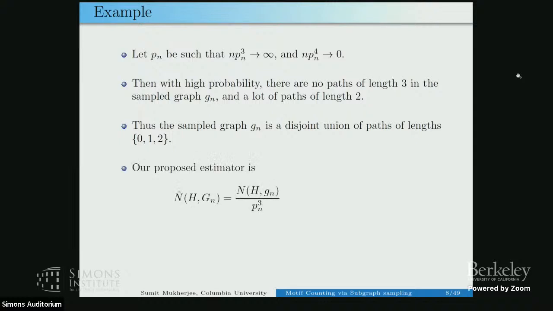And so your estimator is this. With high probability, this will be n p cubed over p cubed, and if this goes to infinity, this will be n, which is sort of close. So in this setting, it is actually consistent. So this is what I mean by p_n changing with n. So I hope this answers some of the questions that we had.